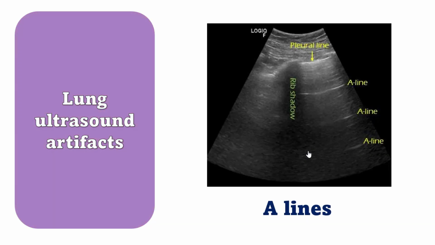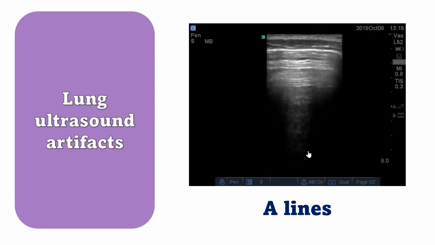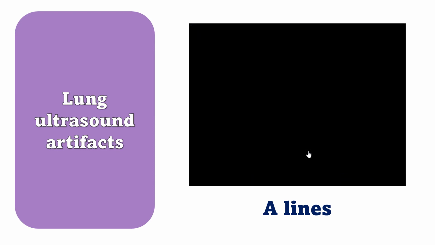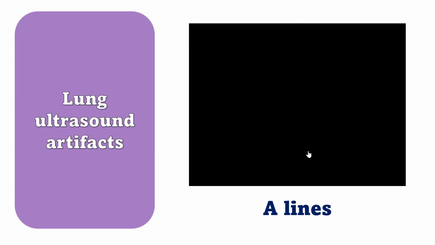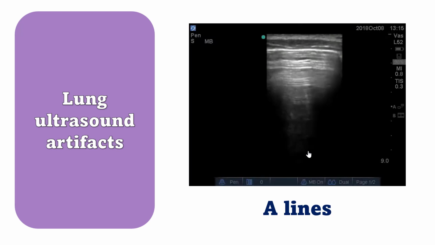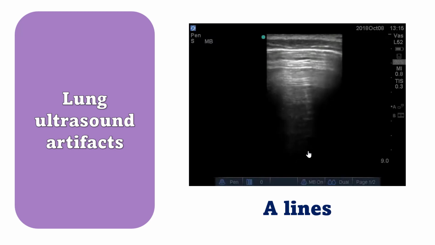The A-lines are artifacts. As you see here, it's a reverberation of the pleural lining, and the distance between the A-lines is equal to the distance between the pleural line and the probe. So this indicates the presence of lung tissue in this area. As you see here in this video, this is the pleura, the skin, subcutaneous tissue. This is the pleural sliding, and you can see the A lines here; the distance between the A lines is the same as between the pleura and the probe.